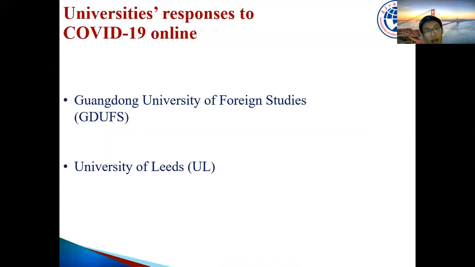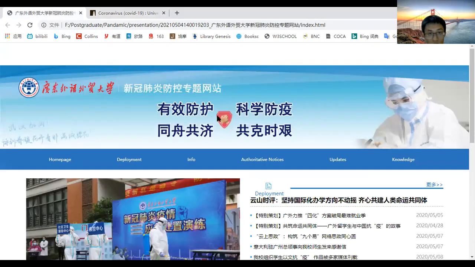However, when we talk about their responses to COVID-19 online, we may not have so many clues. So I'd like to share my experience of browsing the pandemic sections of two universities. The first one is my university, Guangdong University of Foreign Studies, and the other is the University of Leeds, our partner university. I'd like to show you the pandemic sections of these two universities.